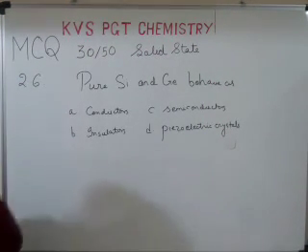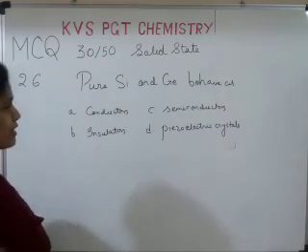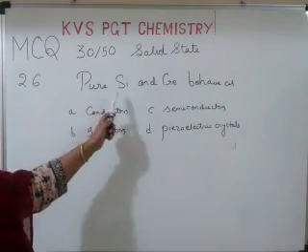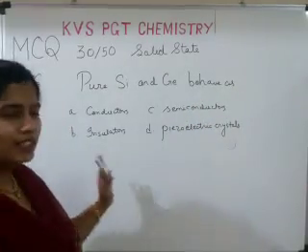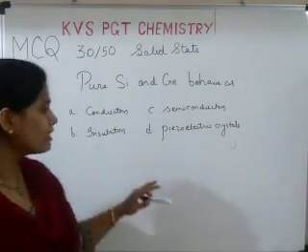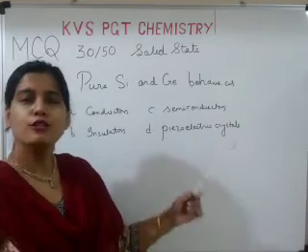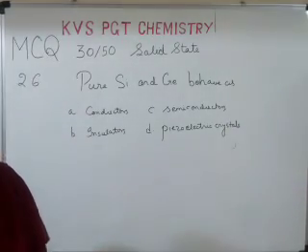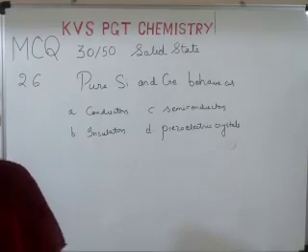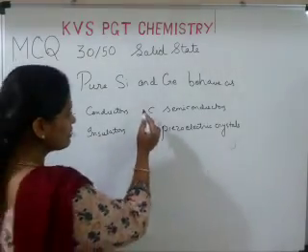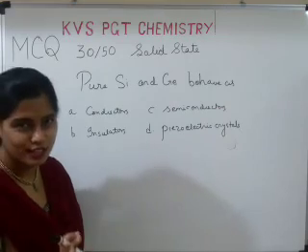Now children, moving toward the next interesting question. See, it is asked here, pure silicon and germanium behave as, and the given options are conductor, insulator, semiconductor and piezoelectric crystal. So, आप क्या इसका आंसर लगाएंगे? If you want to choose an answer, आप सभी लोग you are going to take semiconductor, but that is a wrong answer.